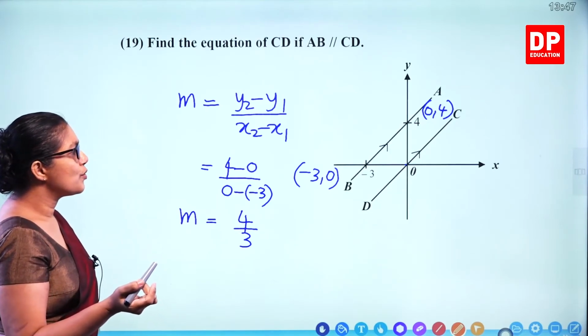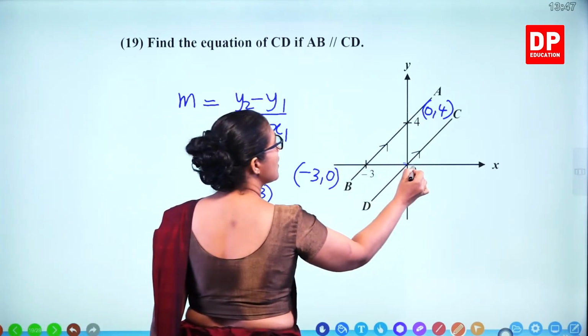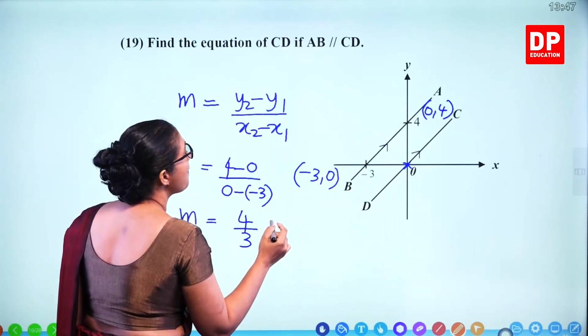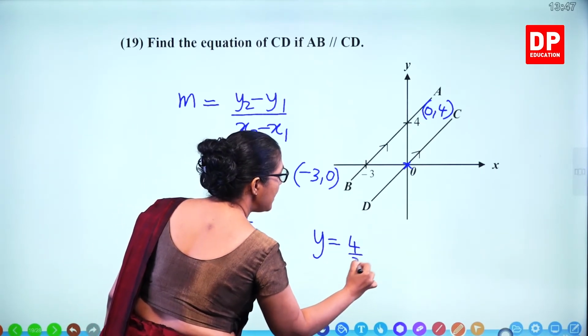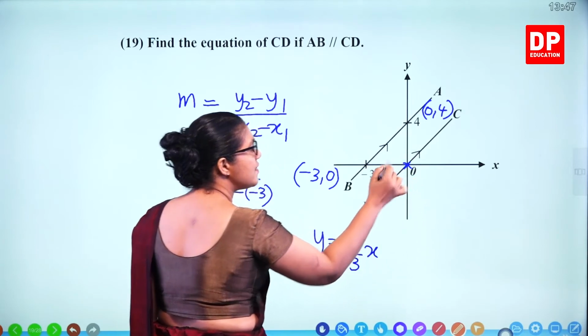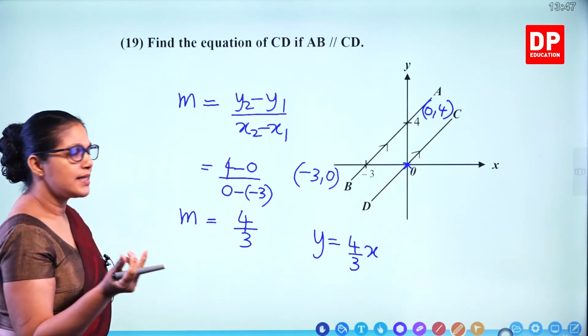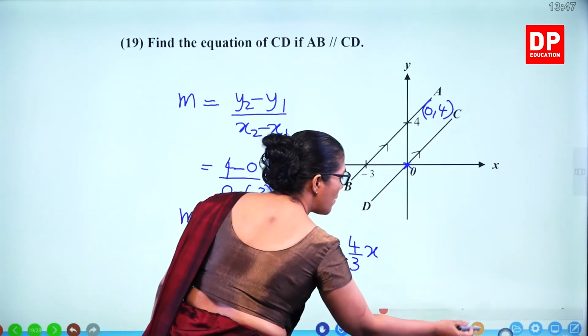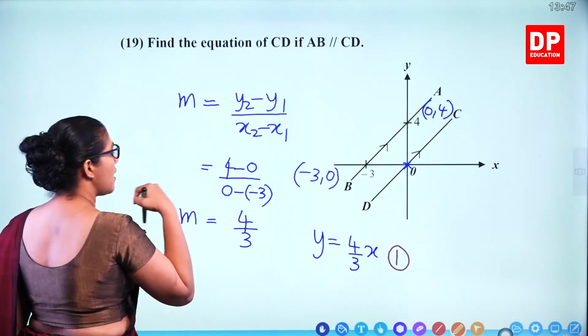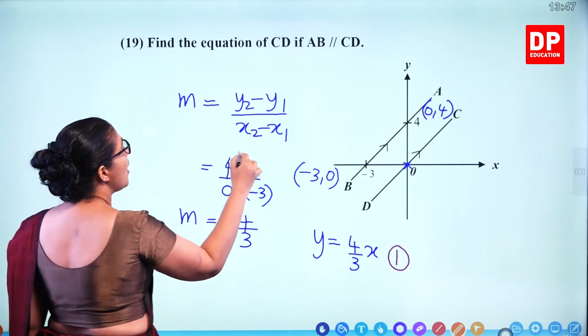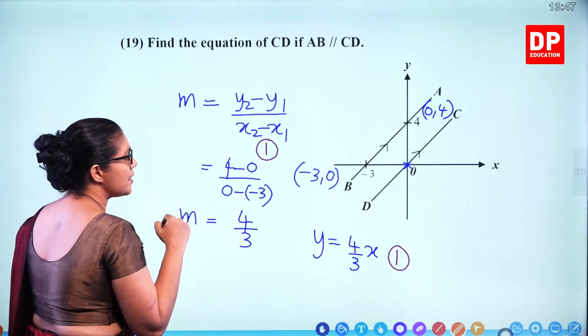So it passes through the origin. So what's the equation of CD? y equals mx, 4 over 3 x. And you get 0, 0 as the y-intercept. So 2 marks here, 1 mark for the correct answer and 1 mark for the method.